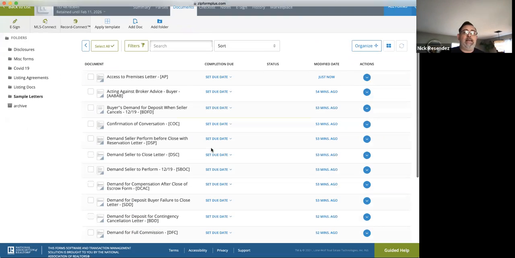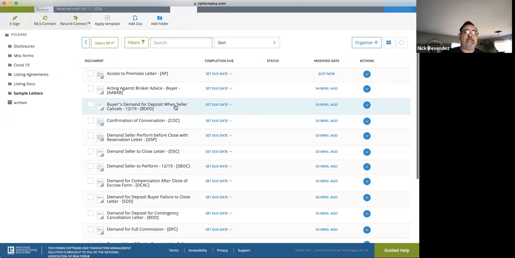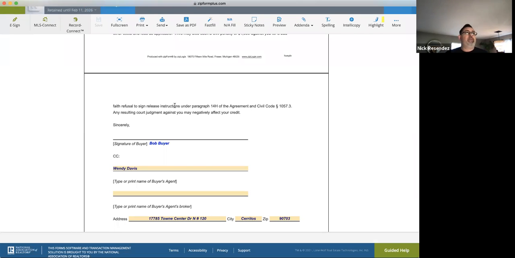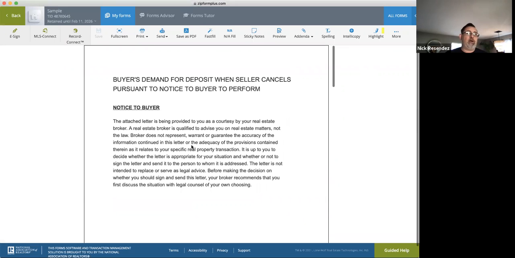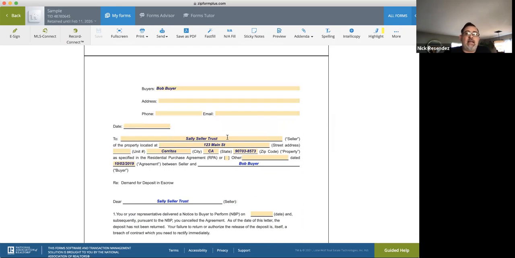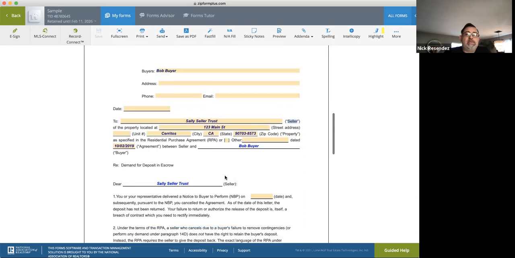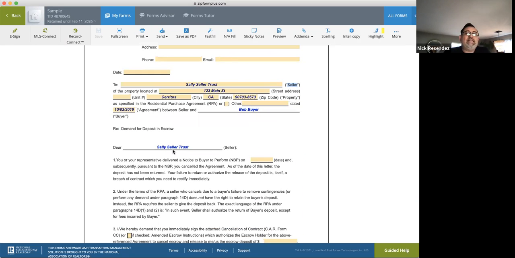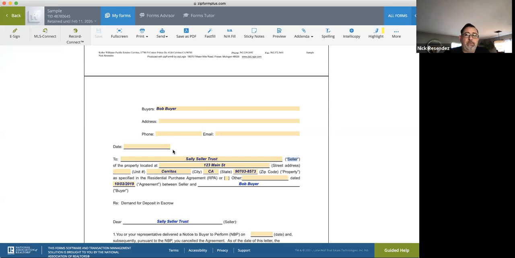Okay. Next, buyer's demand for deposit when seller cancels. Boy, are we seeing a lot of this right now. Deals are canceling. Both parties disagree on who should get the funds. So depending on who is supposed to get it, you may use this letter or you may use a different one. So what do we have here? No purpose, you'll notice on this one, but I'll tell you what it's for. This is when we're writing a letter to the seller, right? And we're demanding of the seller to release the deposit back to us, okay?